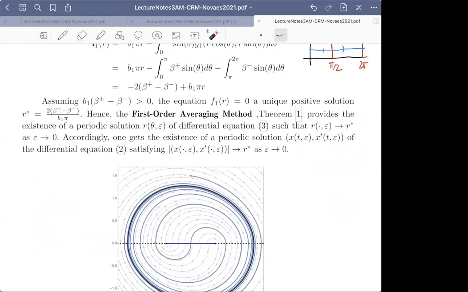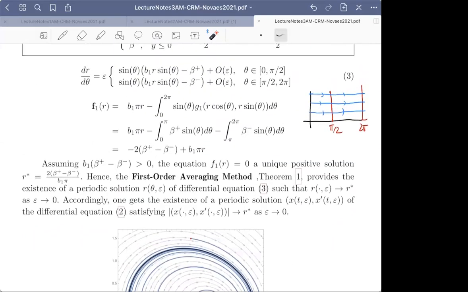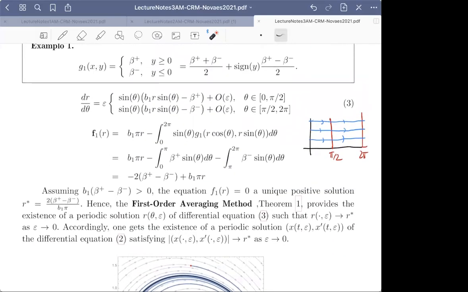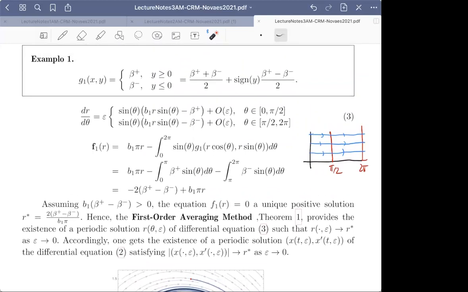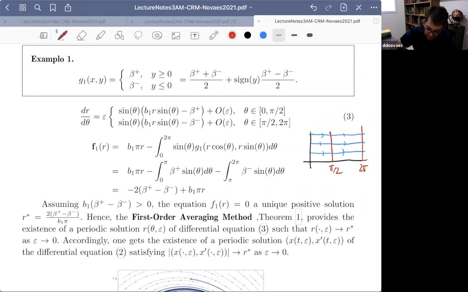Okay. Sorry, Douglas. Yes? One comment. You have selected pi over 2, but the integral is between 0 and pi and then pi and 2 pi. Yes, sorry. It is wrong here. Thank you.